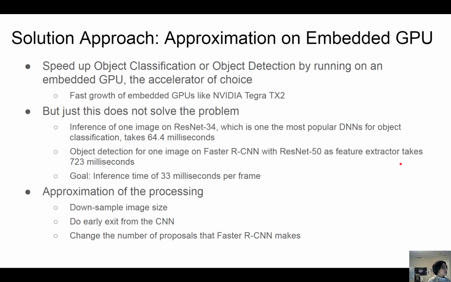Now, for object detection, we have to approximate the convolutional neural network. There are 3 ways of approximation that we use. We downsample the image size, and then we do early exit from the convolutional neural network. And the third thing that we do is we change the number of region proposals that the faster RCNN model makes. And I encourage you to go to the link to understand a little more of the faster RCNN structure or architecture.